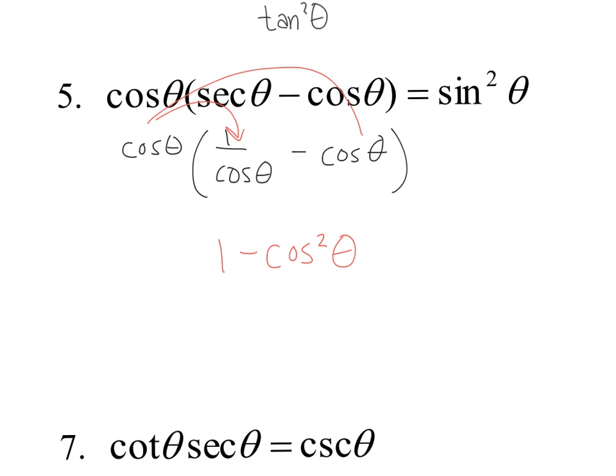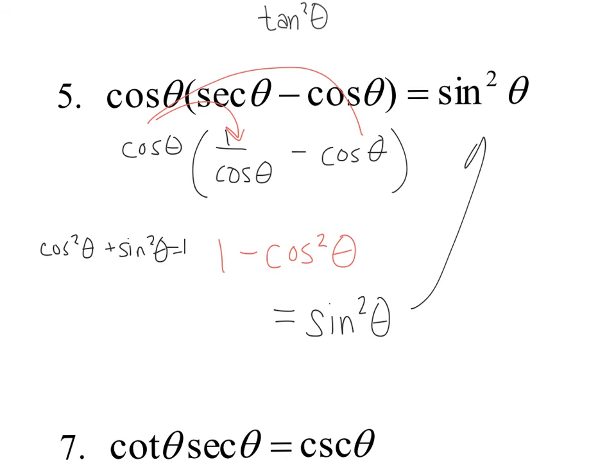Oop, I want to jump ahead. Okay, so now I'm going to go back to my Pythagorean identity, which is cosine squared theta plus sine squared theta equals 1. So if I subtract cosine squared theta from each side, this is equal to sine squared theta, which is what I'm trying to prove or verify.